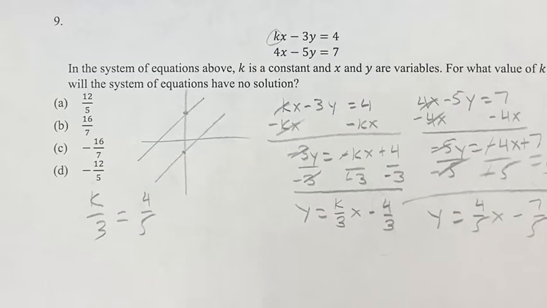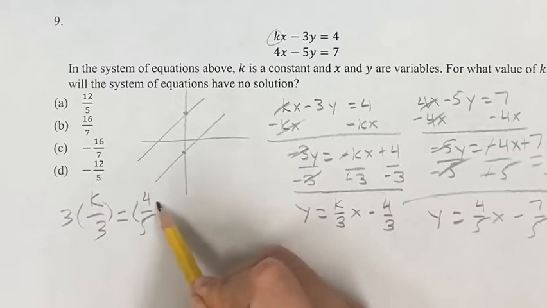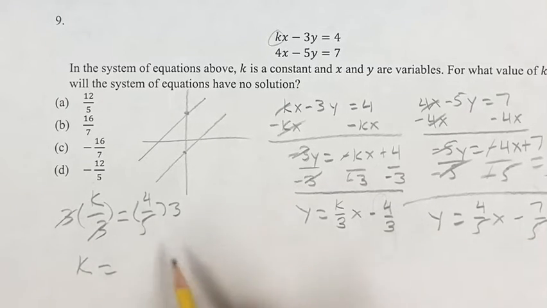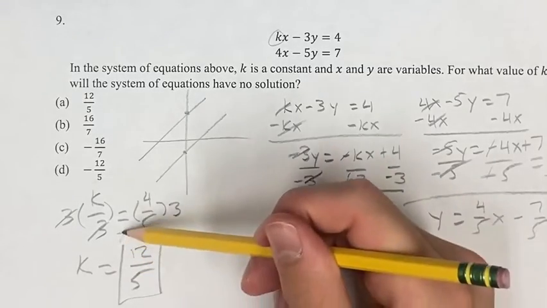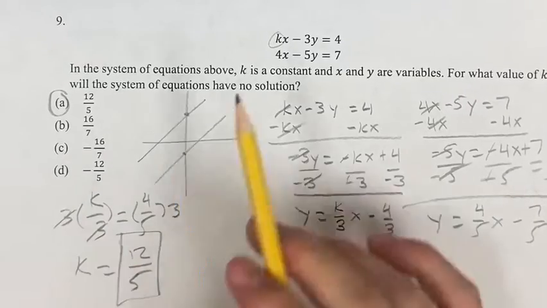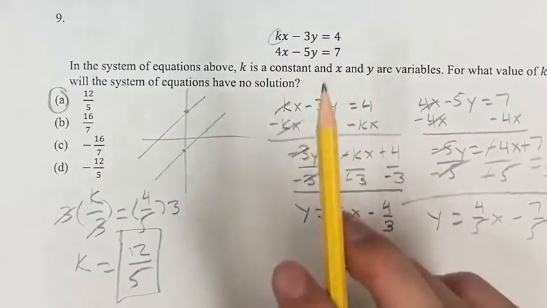So now we just have to solve for k. We can do that by multiplying both sides by 3, because these 3's will cancel, and we just get k is equal to 4 times 3 is 12 over 5, and this is not something you can simplify any further. So your final answer is going to be 12/5, which is going to line up with A. This is the value of k for when you put it into this equation. This system will have no solutions.